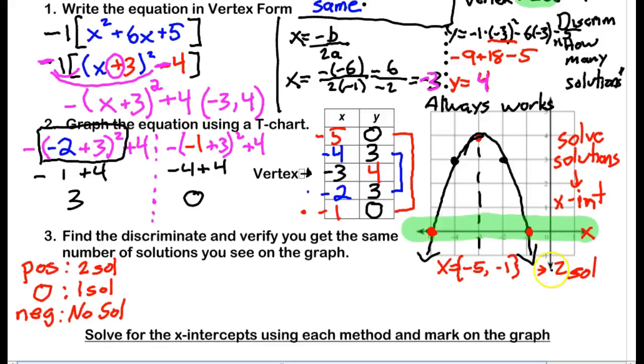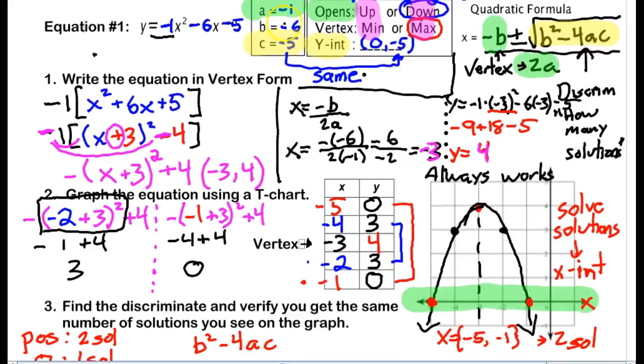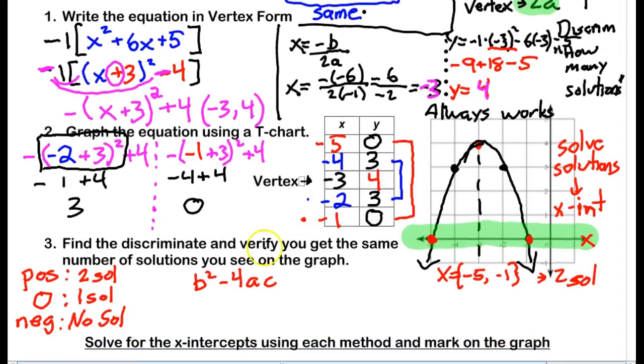So looking at this, seeing I have 2 solutions, I expect when I calculate the discriminant to have 2 answers. If we go through and verify it, what is b squared minus 4ac, we should get a positive number. So again, here's our a, b, and c: -1, -6, and -5, expecting a positive answer. -6 squared minus 4 times -1 times -5.